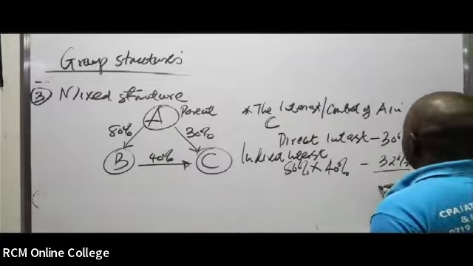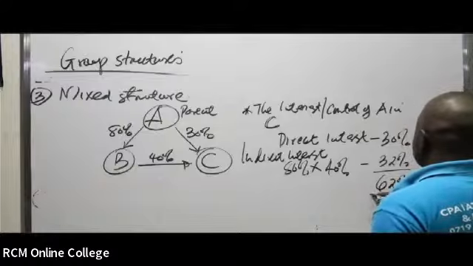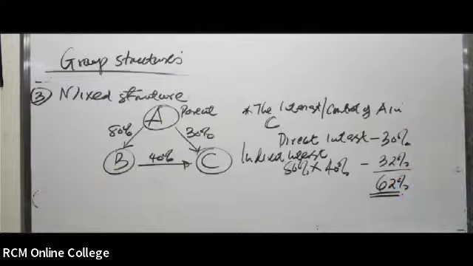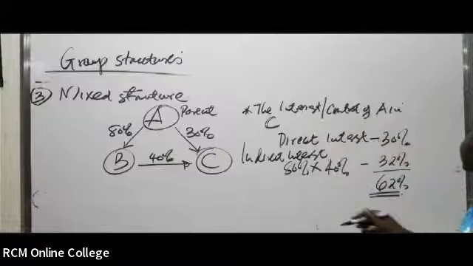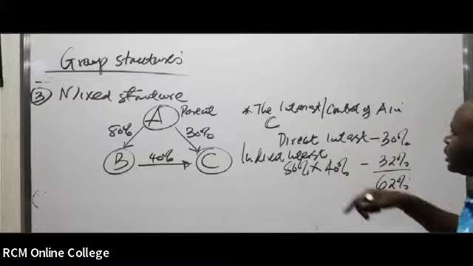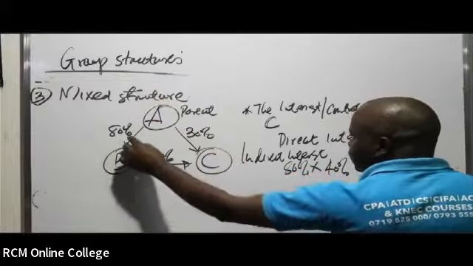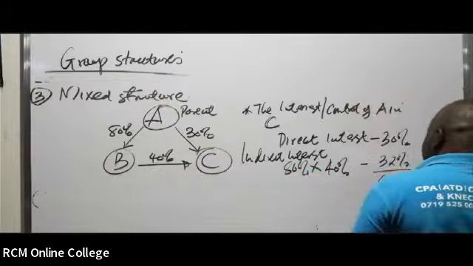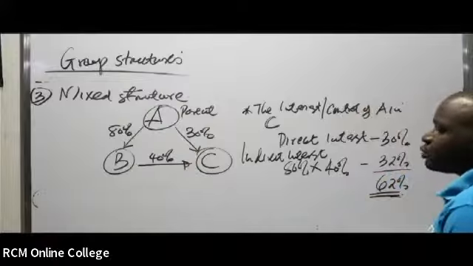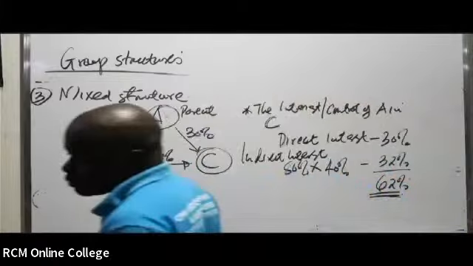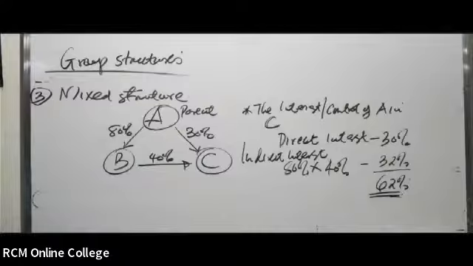And then in total, it is actually 62%. So the interest of A in C is 62%. The direct one is the 30%, but the indirect one goes like this: 80% by this, so you get 32. The total of the two comes to 62%.